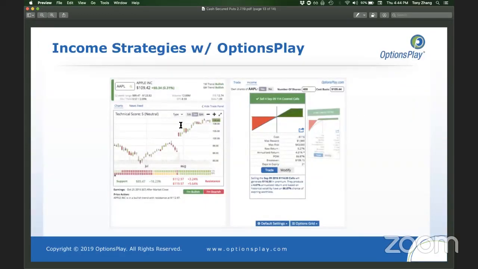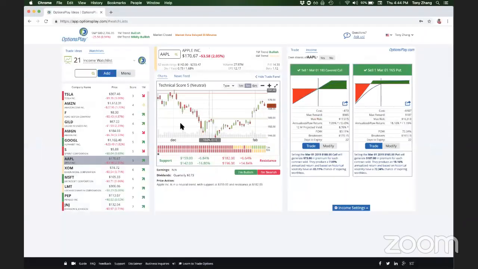So today we're going to be talking about income strategies with Options Play. I want to show you, number one, how to set up what we're talking about here in Options Play, so that you can quickly go through a list of stocks that you want to own, and within a few seconds know exactly which cash secured put to sell on each one of those individual names.